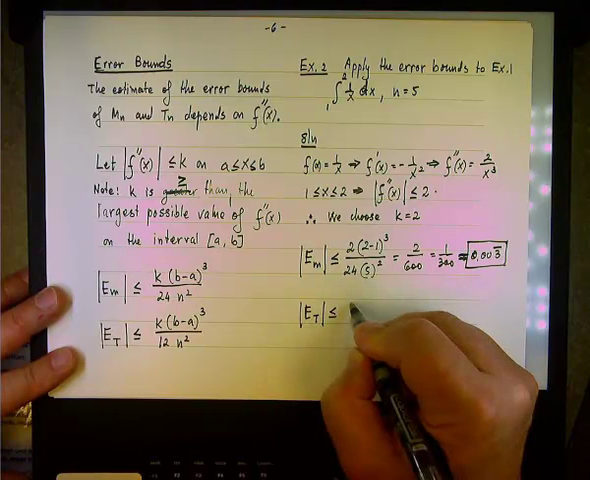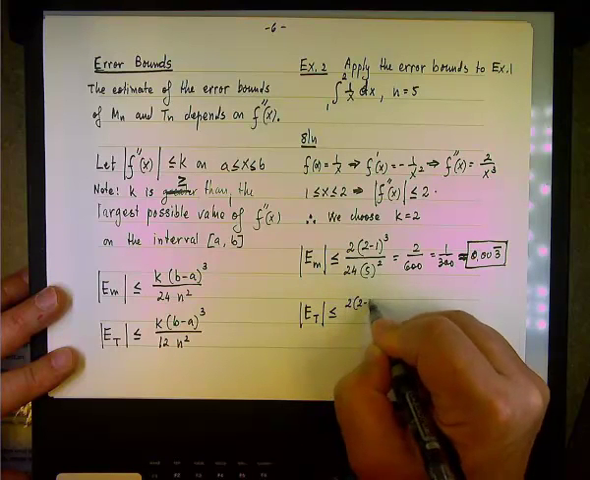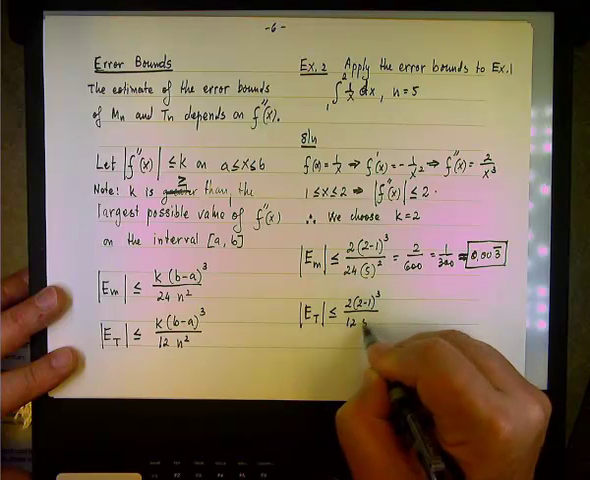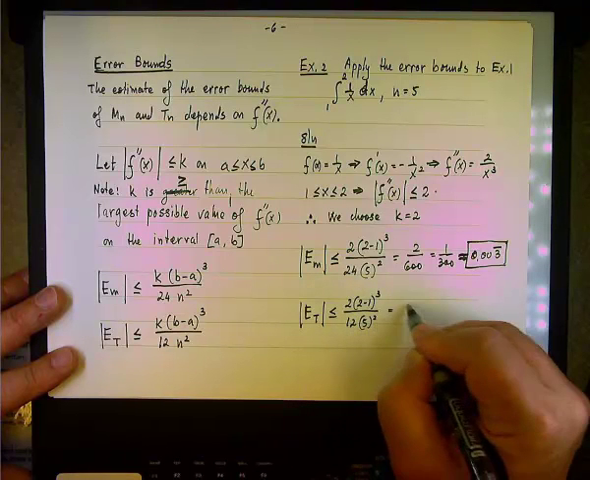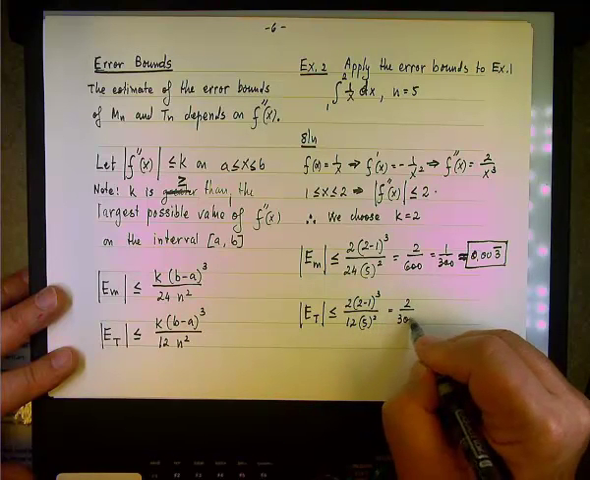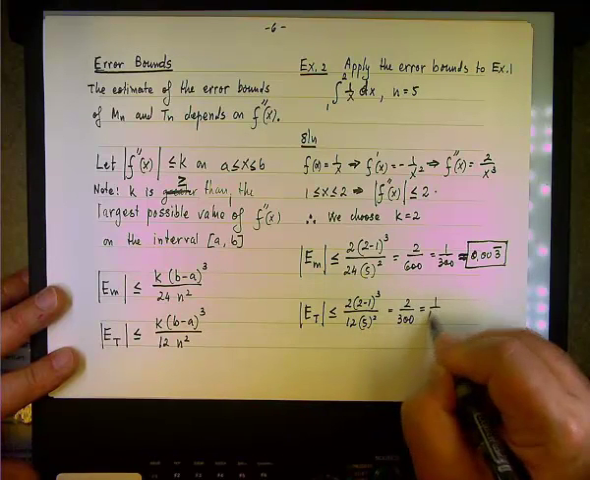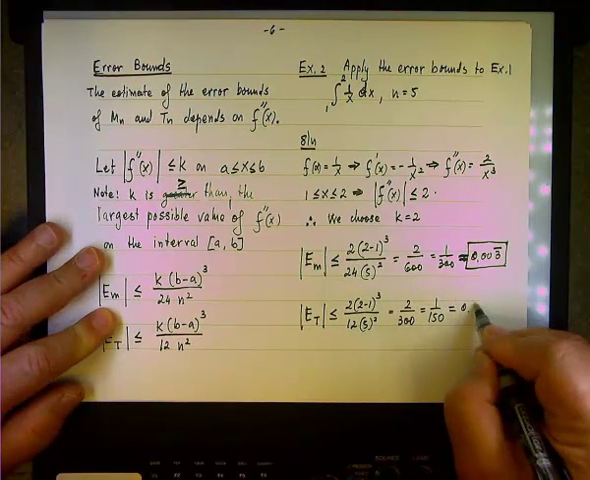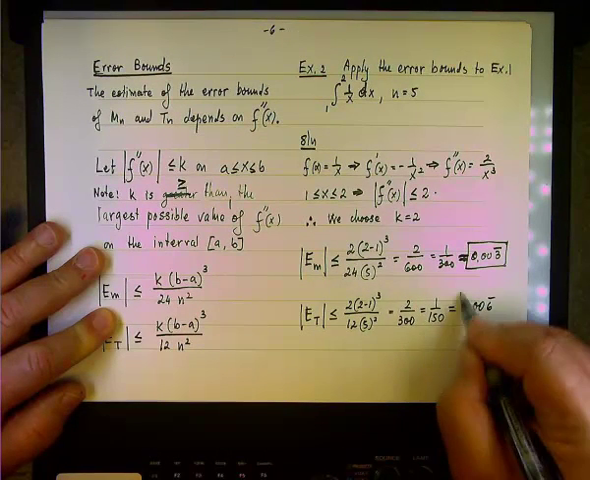What about the error in the trapezoidal method? It's less than or equal to exactly the same thing, except we divide by 12 n squared. So we'll have 2 divided by 12 times 25, which is 300, and twice as much will be 0.006 repeated.